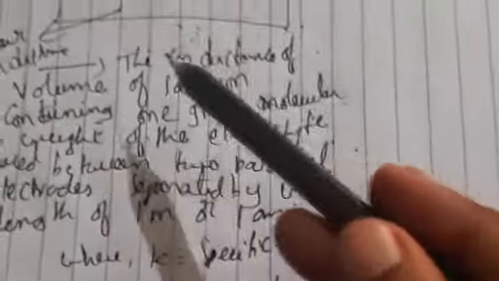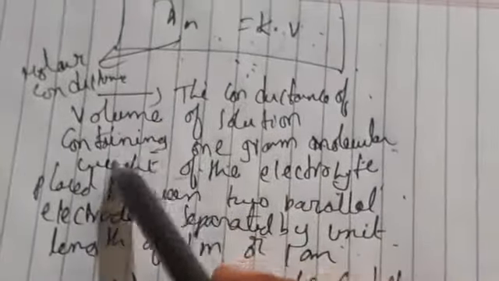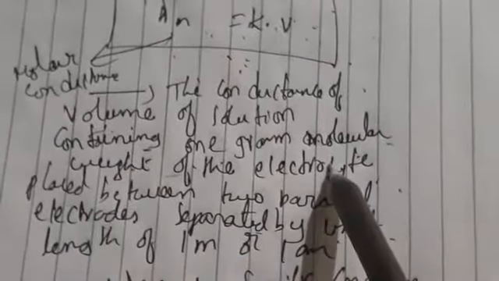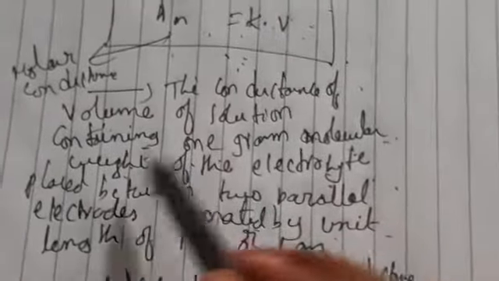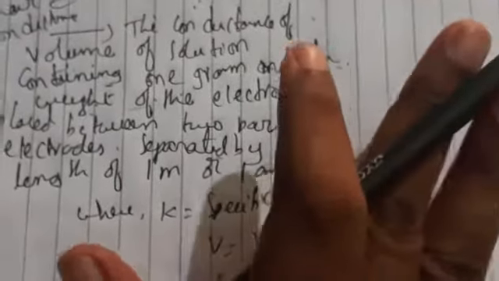In the same way we can determine equivalent conductance also. The equivalent conductance definition is the same: the conductance of volume of solution containing 1 gram equivalent weight of the electrolyte. So in place of molecular weight we have to write equivalent weight. So this is about the measurement of conductivity of ionic solutions.